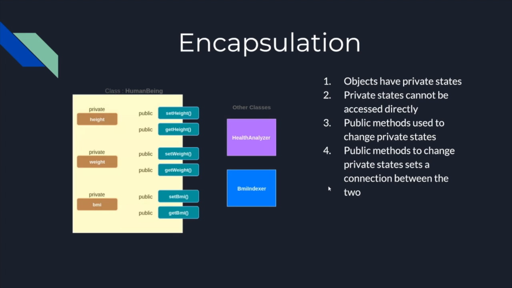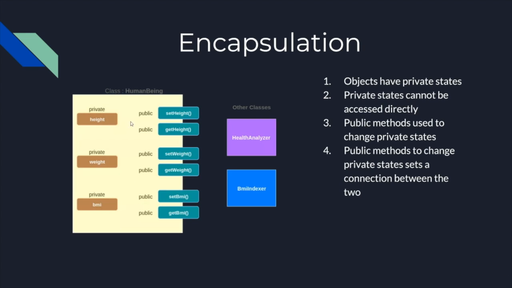So for example, if we talk about encapsulation, let's say we have a private class called human being. Now this class has private variables called height, weight, and BMI. These are all privated, so we can't access them directly. No other object can just call the height, weight, or BMI.